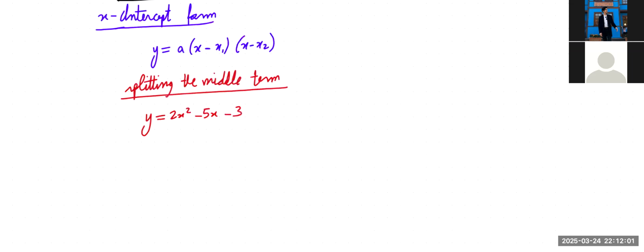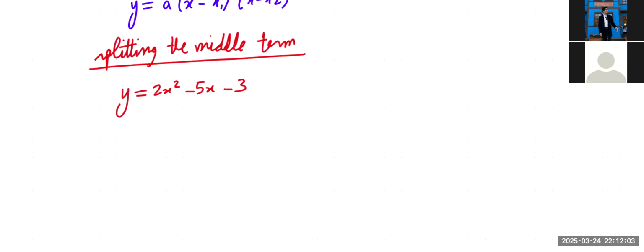So let's look at how we can do that. Splitting the middle term, we're going to do exactly what it sounds like. Let's take the minus 5x and split it into two parts. These two numbers need to be filled by things that follow two rules. Rule number one, they have to add to negative 5x, the thing we broke down. They have to add back to become that thing.